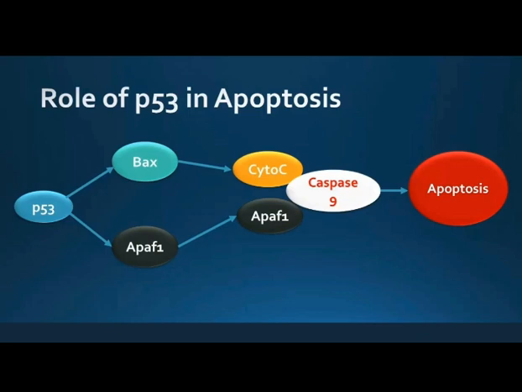Let's see the role of p53 in apoptosis. p53 can activate other pathways through caspase 9. It causes apoptosis or cell death. This is done through BAX and APAF1, and then through binding of cytochrome C to the caspase, which causes the apoptosis.